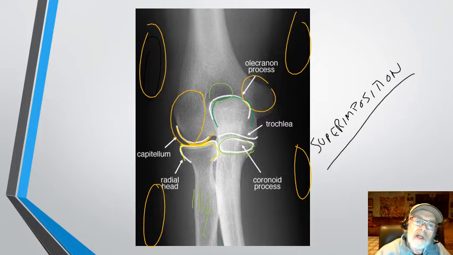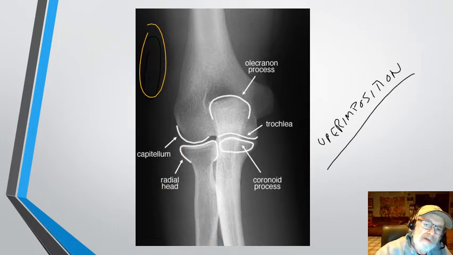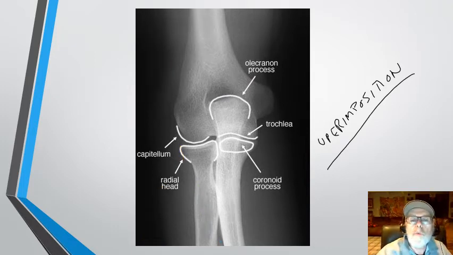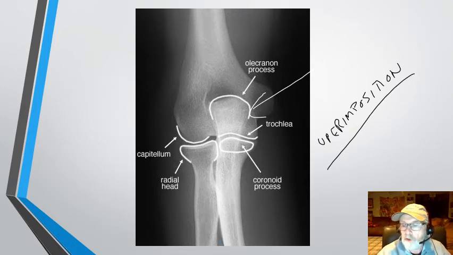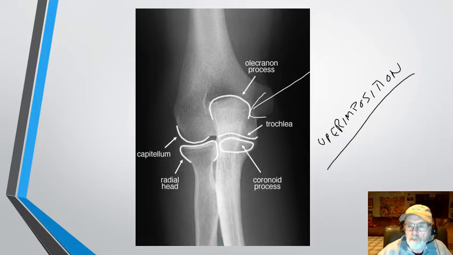What we see here is, I'm going to get rid of all my little lines that I drew on the screen. Okay, I can get rid of all that. And you see how white this is? If I start to look at this area, it's much whiter. The reason is that's the olecranon superimposed over the area of the distal humerus, so it's whiter. The x-ray beam has to go through more bone to get to the film or the plate. So that's what we call superimposition.